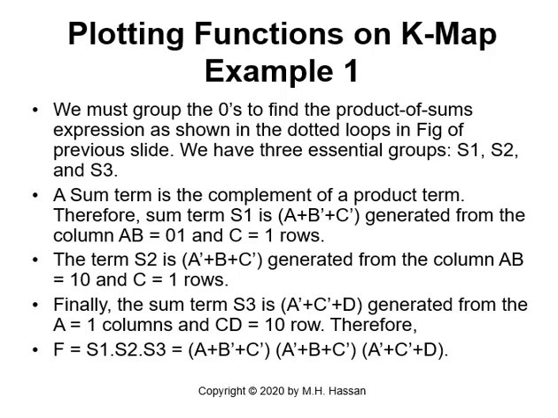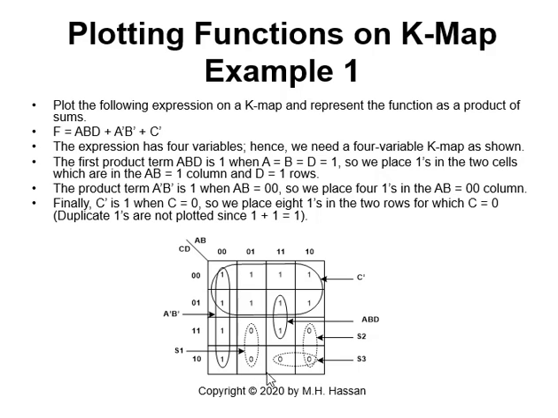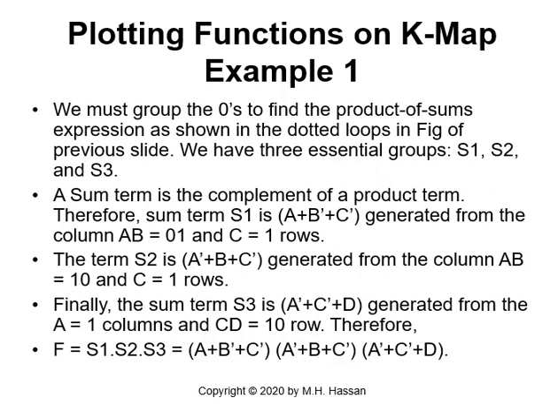S3, the essential term S3, will come from those two. So this is the dotted line, so I have S3. The 0 will cancel with the 1 from B, so I have A prime, or C prime or D, because C is 1 and D is 0, so C prime D. So this will be the sum term, and therefore the function f will be the product of the sum terms S1, S2, S3, which is A or B prime or C prime, and A prime or B or C prime, and A prime or C prime or D.